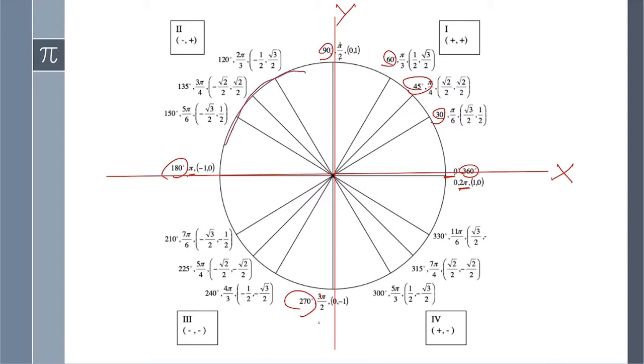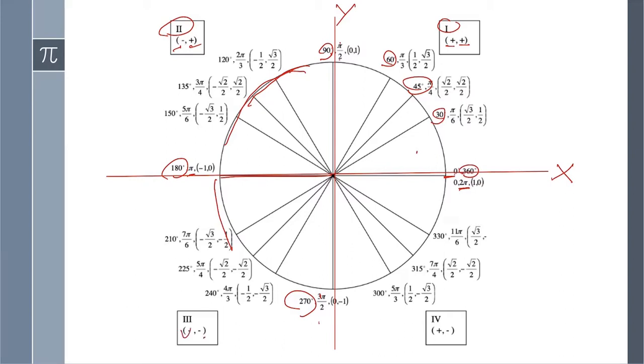We didn't look at this one, but we have a special angle, the corresponding angles here in the second and third quadrants. Another important thing: you know that in the first quadrant, both x and y coordinates are positive. So we have both positive in quadrant 1. In quadrant 2, the x coordinate is negative and the y coordinate is positive.